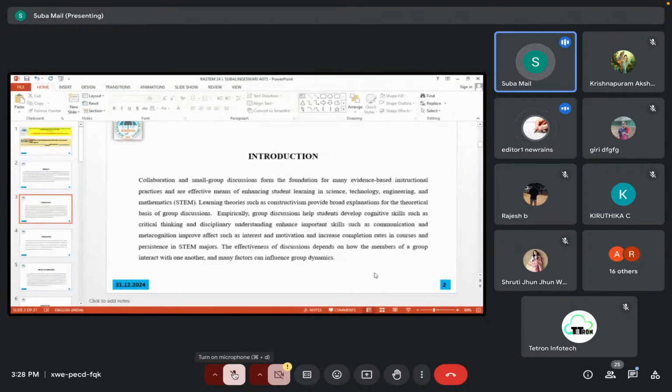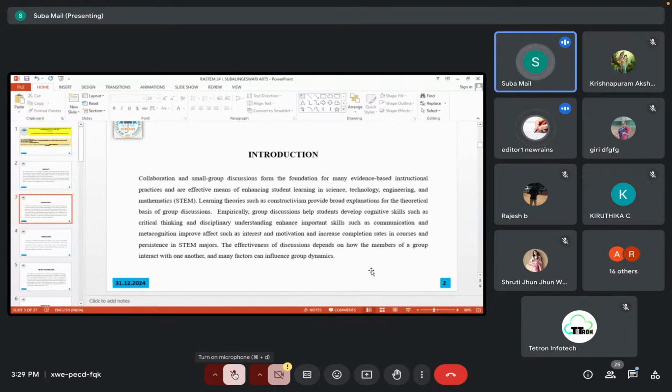Collaboration and small group discussion form the foundation of much evidence-based instructional practice and are effective means of enhancing student learning in science, technology, engineering, and mathematics. Empirically, group discussion helps students develop cognitive skills such as critical thinking and disciplinary understanding, enhance important skills such as communication and metacognition, improve affect such as interest and motivation, and increase completion rates and persistence in STEM majors.